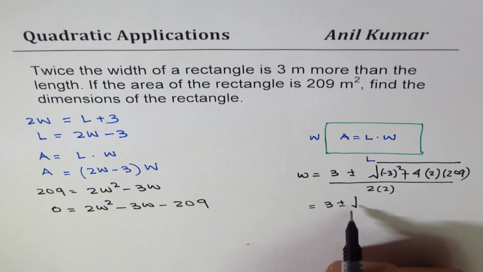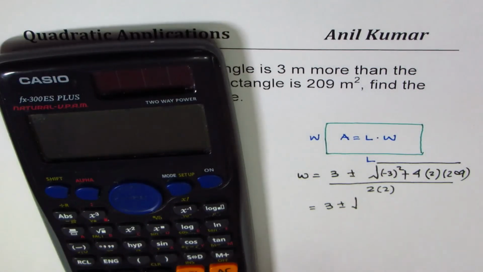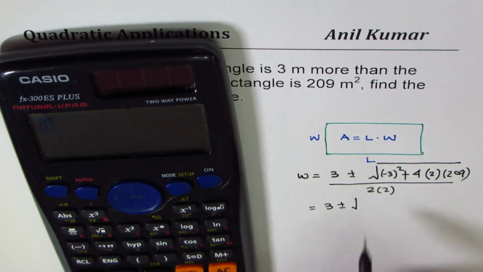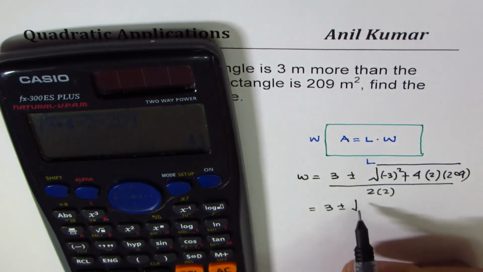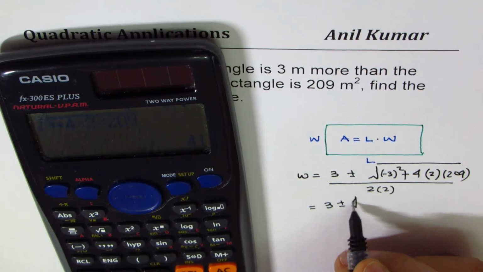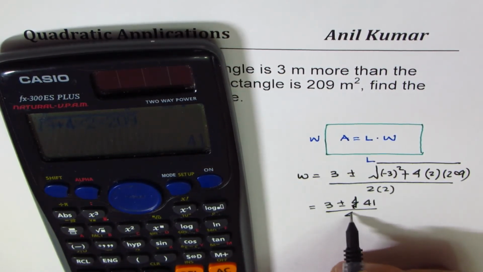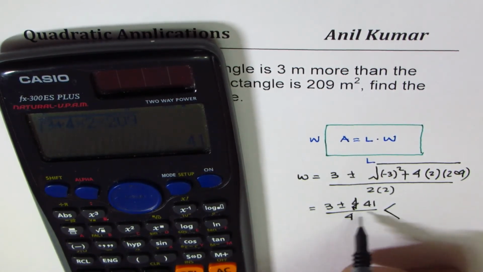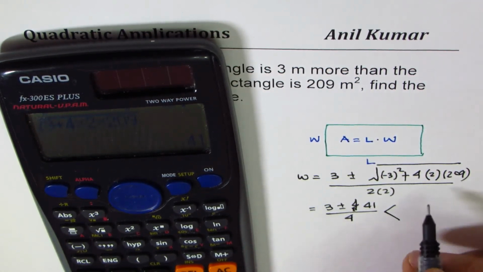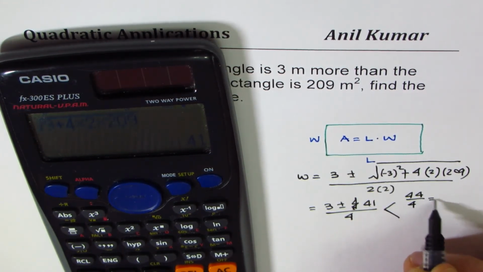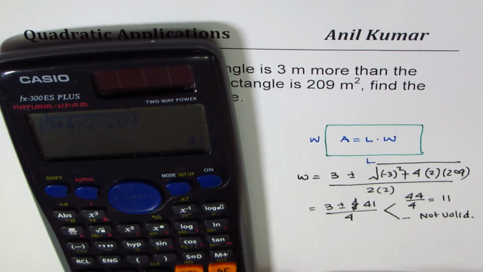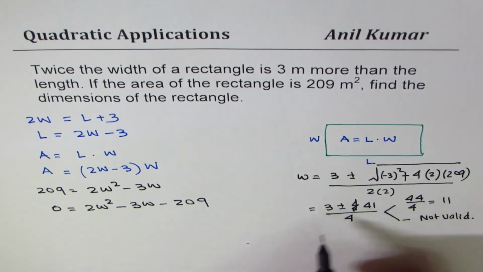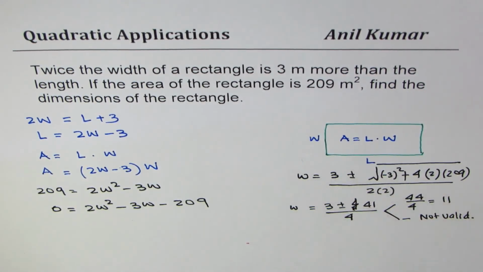So 3 plus minus square root of, let's use the calculator now. So minus 3 squared is 9. Let's do square root of 9 plus 4 times 2 times 209, which is equal to 41, right? So we just calculated this to be 41 divided by 4, correct? So that gives you two answers. The negative one is not valid. So we'll add 3 to 41 and then divide by 4, which is 44 by 4, which is 11, correct? The other answer is negative, which is not valid. Correct. So we get width equal to 11 using the quadratic formula.